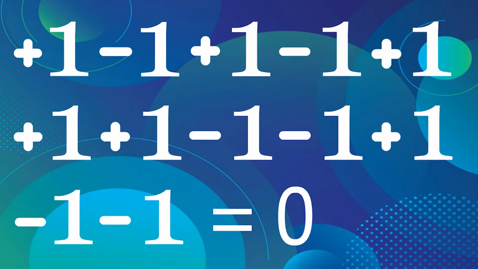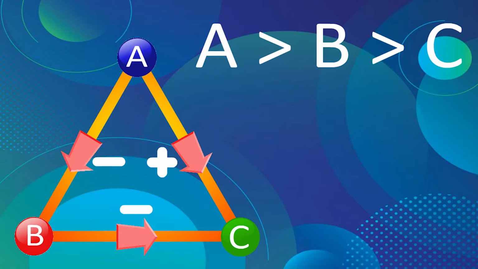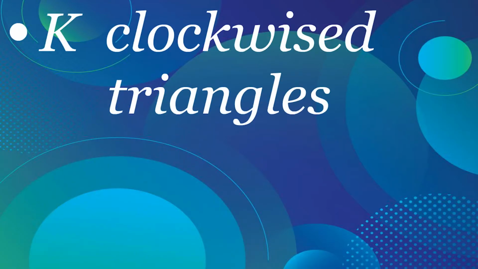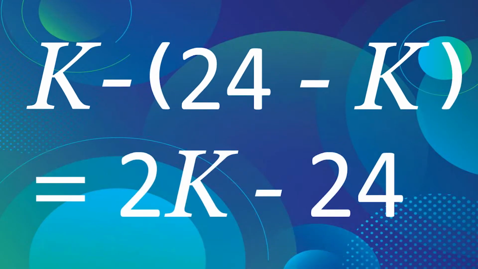Our main observation is that every clockwise triangle has 2 plus signs and 1 minus sign inside it, and thus it contributes 1 to the total clock number. However, if a triangle is not clockwise, then it has 2 minus signs and 1 plus sign inside it, and thus it contributes minus 1 to the total clock number. Hence, if our hexagon has k clockwise triangles, while the other 24 minus k triangles are not clockwise, then its clock number is equal to 2k minus 24.